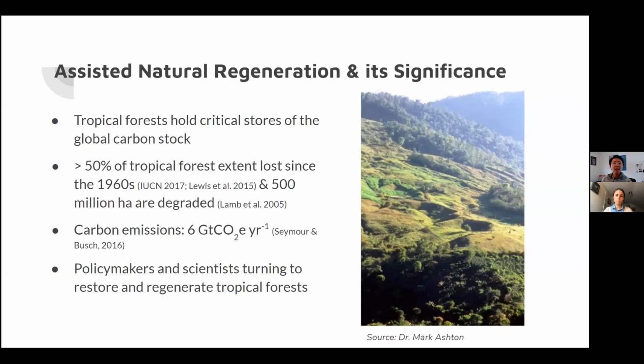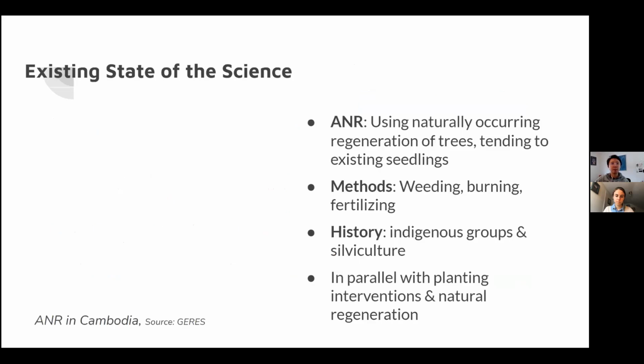Studies estimate that tropical deforestation and forest degradation emit almost 6 gigatons of carbon equivalent a year, more than the emissions of the European Union, India, and Russia combined. To mitigate the impacts of climate change, scientists and foresters are turning to different approaches to regenerate tropical forests. The selection of an appropriate restoration approach depends on the degree of degradation, availability of seed sources, cost, and management objectives. One such example is assisted natural regeneration.